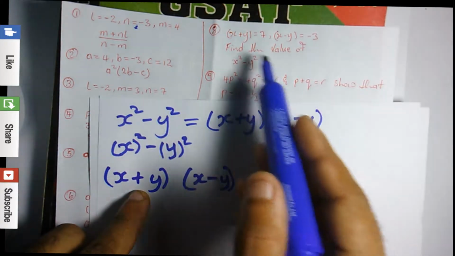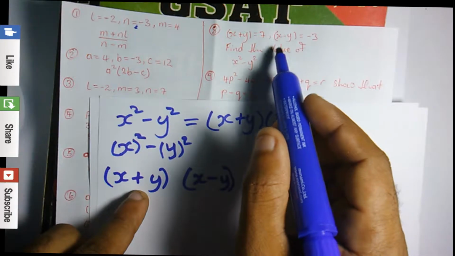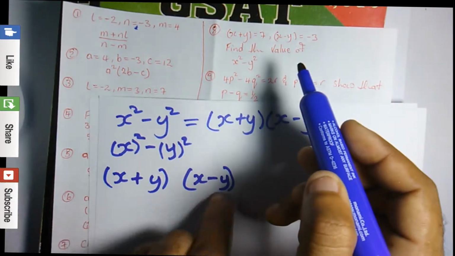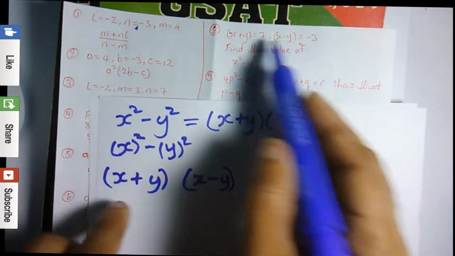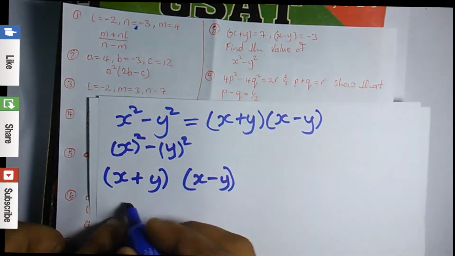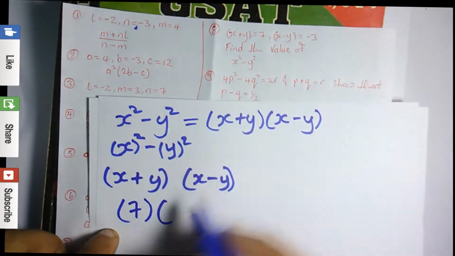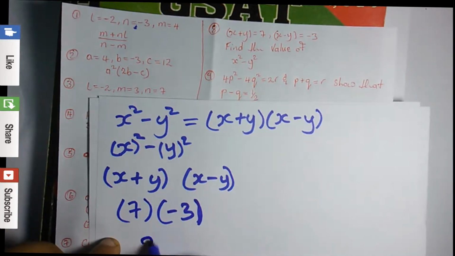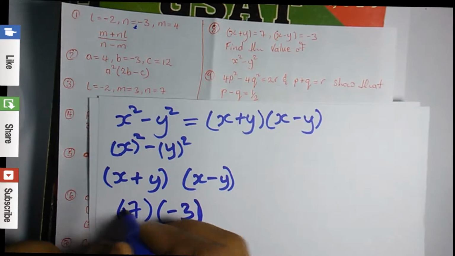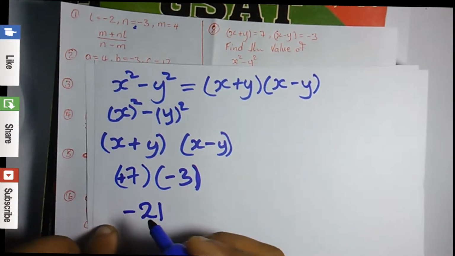Now, if you realize this is an application question, it's substitution, but it's application in which we need to know that we're supposed to factorize this, then substitute the values. Now, x plus y is equal to 7, so it's 7, and x minus y is equal to minus 3. So we're going to multiply them, because remember, bracket means to multiply. So 3 7s, 21. This is positive 7, so times negative, it's negative 21.